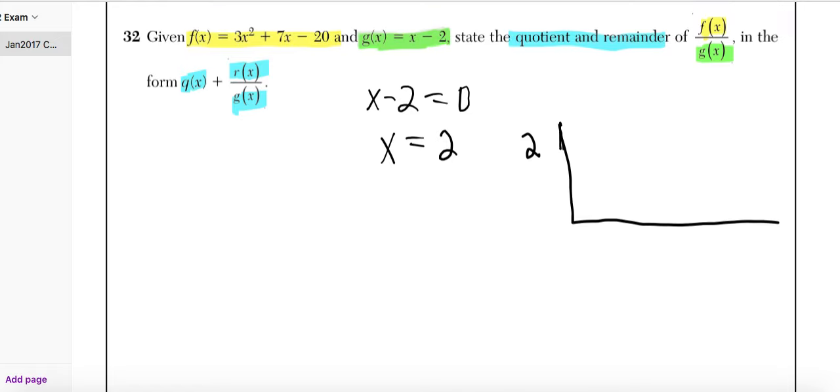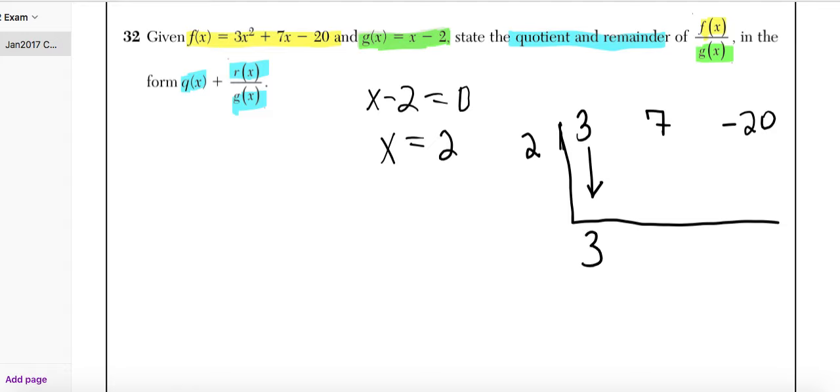The coefficients, you want to make sure, again, whether you're doing long or synthetic division, you want to make sure the exponents decrease by 1 at a time. So it's 2, 1, and then a constant term. So the coefficient of x squared is 3. You write that down. For x, it's 7. And the constant term is negative 20. The first term just comes straight down, and you write it again, okay? And this is called synthetic division.